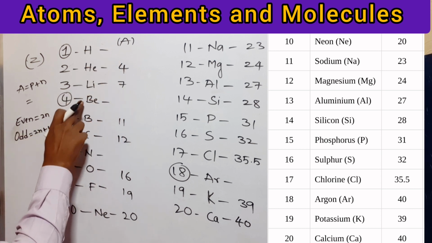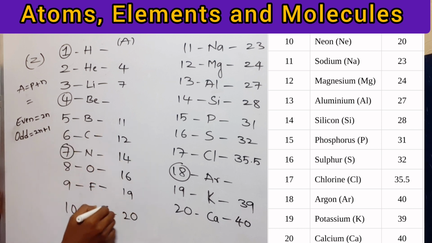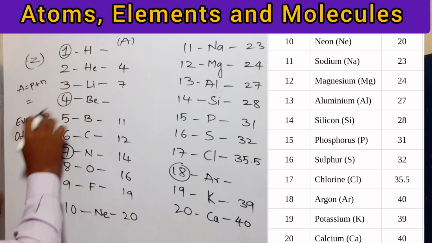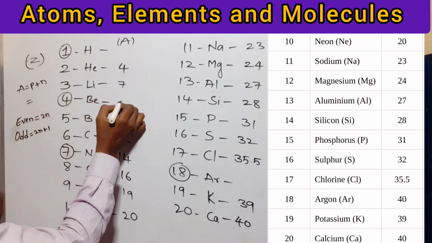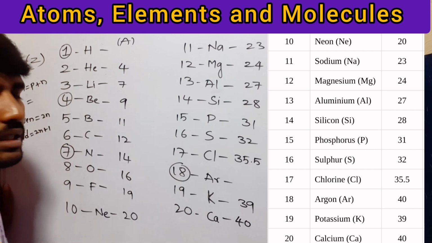So what I told you, this is the odd number, so it follows the even rule. 7 twos are 14. Next, this is an even number but it follows the odd rule. 4 twos are 8, plus 1 is 9. Totally, except 2 elements, 18 elements are completed.